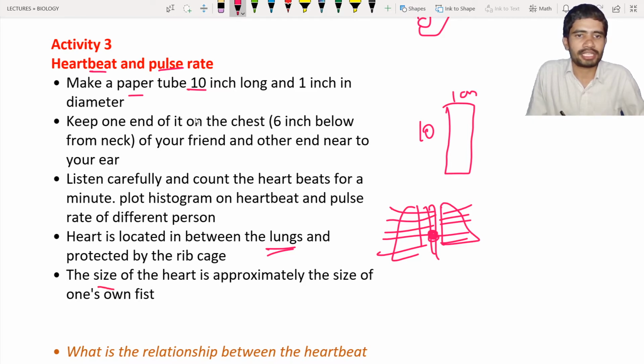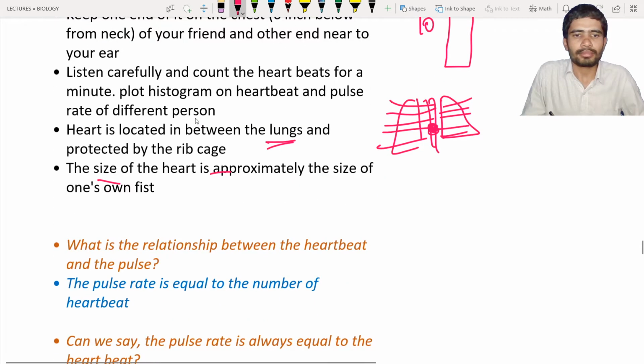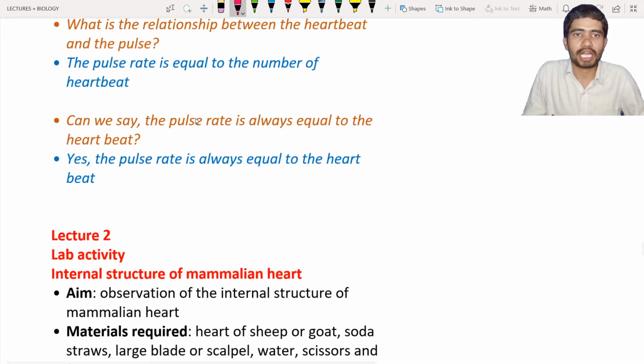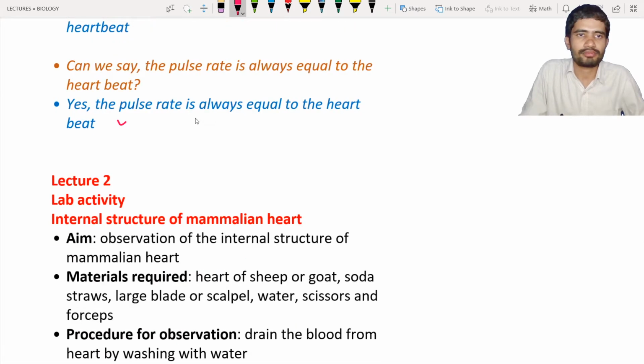The size of the heart is approximately the size of one's own fist. A fist is what you get if you close your hand in this way. The size of your fist is the same as the size of your heart. These are the questions asked in the textbook, and these are the answers for those questions.